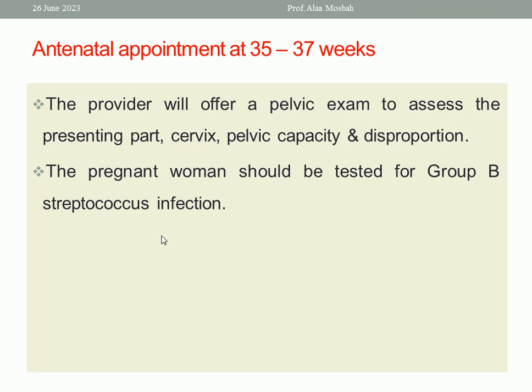Then next appointment between 35 to 37 weeks. Okay, we will offer a pelvic exam to assess the presenting part, cervix, pelvic capacity, and any fetal-pelvic disproportion. The pregnant woman should be tested for group B streptococcus infection at this time, okay, to avoid neonatal sepsis later on, okay? So test for group B streptococcus infection at this gestational age.